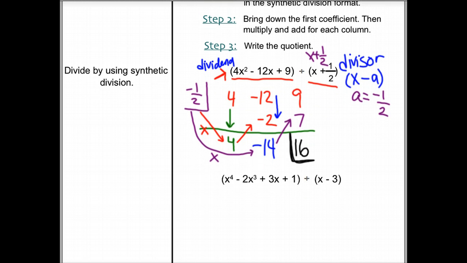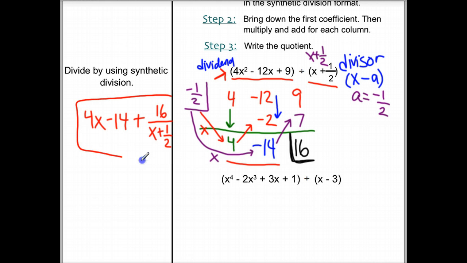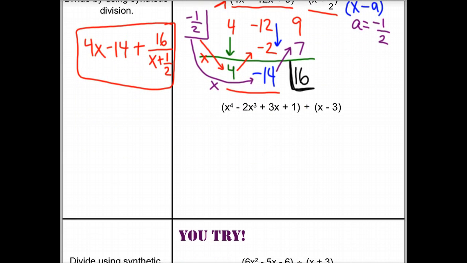So we're not quite finished yet. I want to tell you what each of these pieces mean. Now I'll pull it apart over here. We have 4 minus 14, so what we really have is 4x minus 14. And we also have this 16. The 16 is our remainder. So we have plus 16, and again it goes over the divisor: 16 over x plus 1/2. So this is our final answer. Now I know that's probably really confusing and I don't want you to get frustrated. So let's do another one and see if we can work out the kinks.